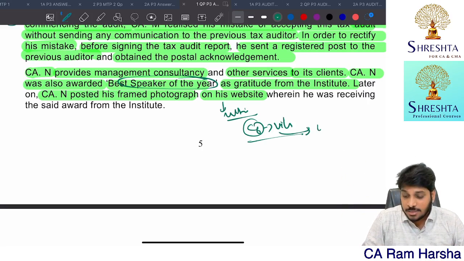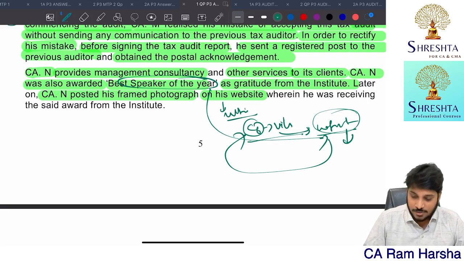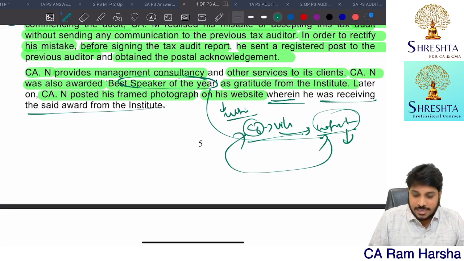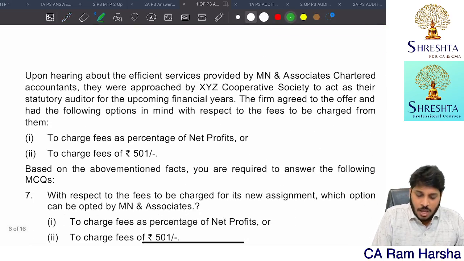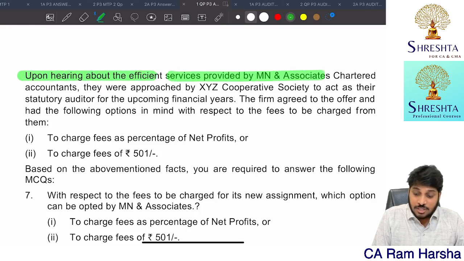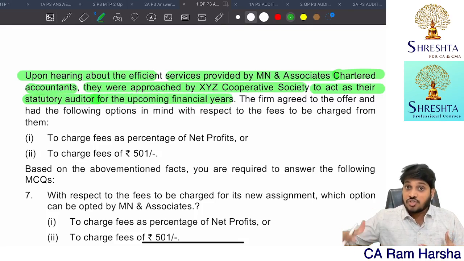Under clause number 6 only, website guidelines were issued. As per the website guidelines, you have violated clause number 6, wherein he was receiving the said award from the institute. So website guidelines were violated. Upon hearing about efficient services provided by M&A and Associates, Chartered Accountants, another issue. They were approached by XYZ Cooperative Society to act as their statutory auditor for the upcoming financial year. So the Cooperative Society is appointing them.